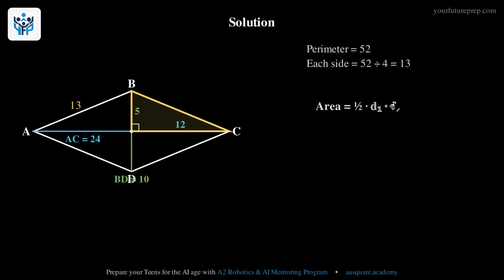The area of a rhombus is 1/2 the product of its diagonals. That is 1/2 times 24 times 10, which equals 120 square meters. The answer is 120.